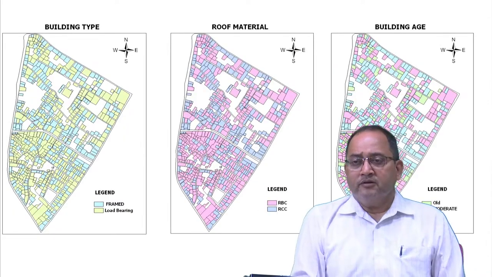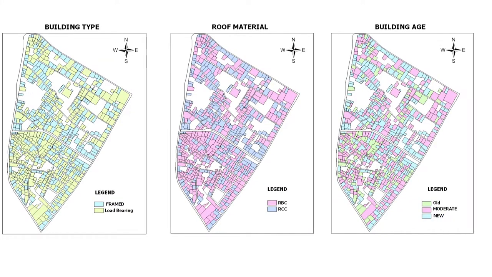Then once we have generated these footprint maps, we have gone to the ground, and by field survey we have attached information to each building, whether the building is framed or load bearing. Framed means we have pillars, or columns, which support the building, and load bearing buildings were built earlier, where the load was taken by the walls and we did not have those framed structures.